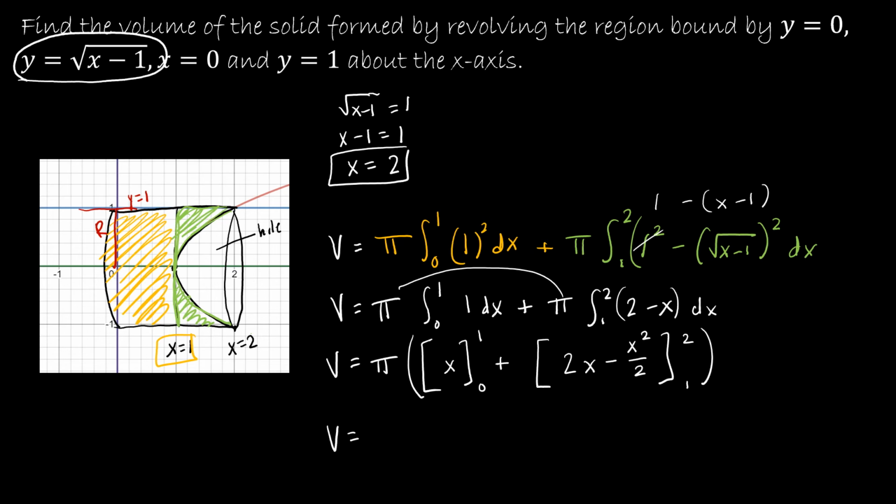So continuing my work, I'm going to have 1 minus 0, and then for my second one, using 2, so 2 times 2 is 4, minus 2 squared, which is 4 over 2, or 2, and then plugging in 1, I get 2 times 1 minus 1/2. And again, everything's going to be multiplied by pi.